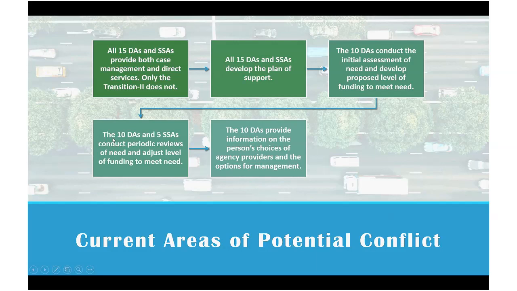And then the agency adjusts the level of funding to be consistent with what a person needs. So they are involved in that. And then our 10 designated agencies also provide information about a person's choice of agency providers and their options for managing their services. Again, whether somebody wants to self-manage, have all agency managed services, or share the management of their services. And the specialized services agencies provide this information to people who are already in services as well, so people understand what their choices are. So in any of these areas, there are potential conflicts that can arise.